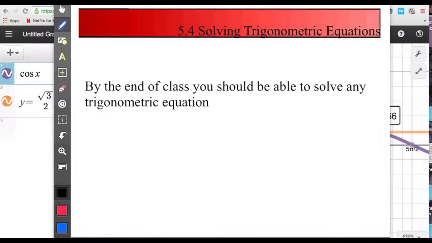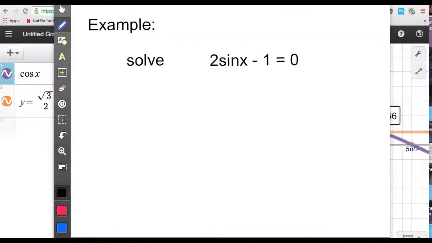Before we do that, we've discussed that this is our goal. By the end of class, I want you to be confident with solving these types of equations. And we're going to spend a couple days doing this. Alright, let's solve this one. So it's a little different. This says 2 sine x minus 1 equals 0, and what we want to do is solve for x.